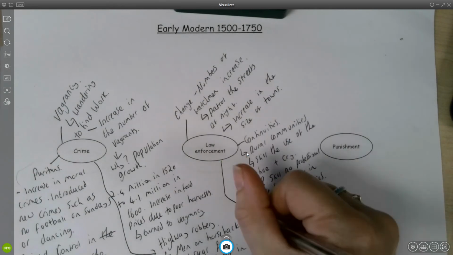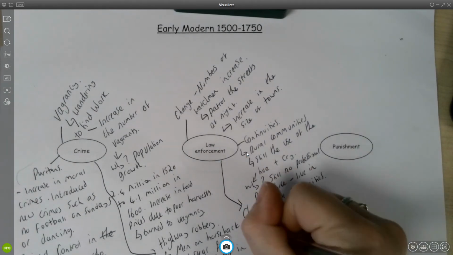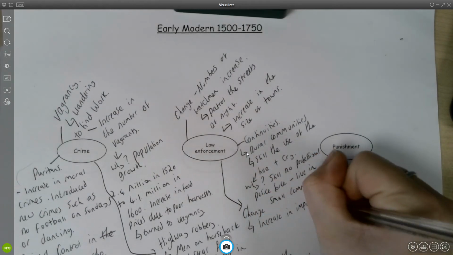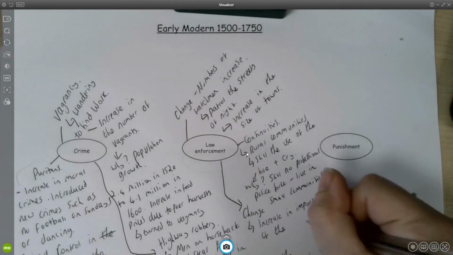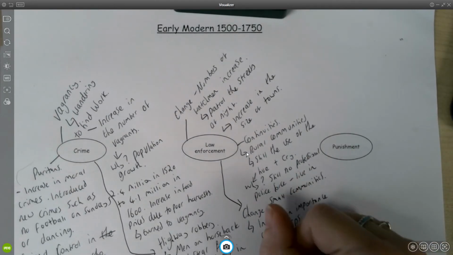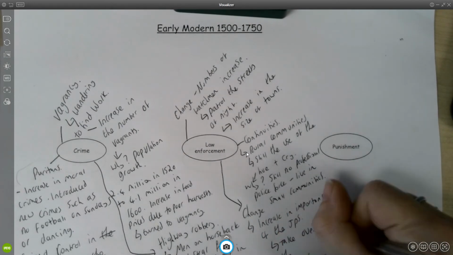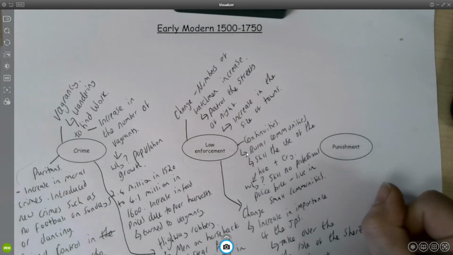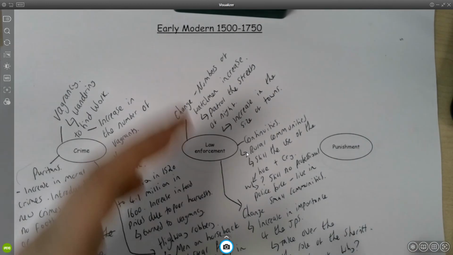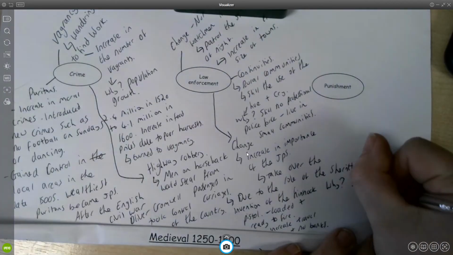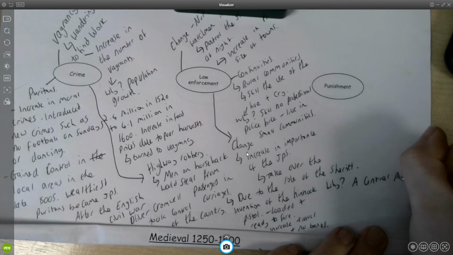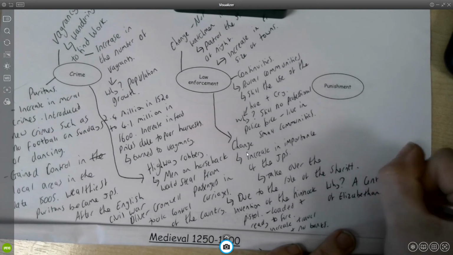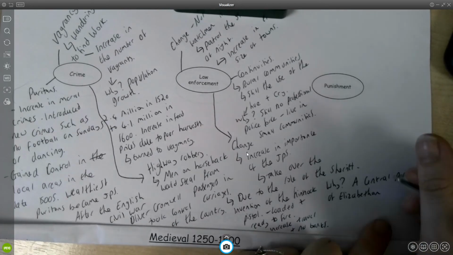Another change is the increase in the importance of the JPs. They take over the role of the sheriff from the medieval period. Why? They're becoming a central part of Elizabethan local government. So they actually get quite a lot of important jobs in the Elizabethan era.